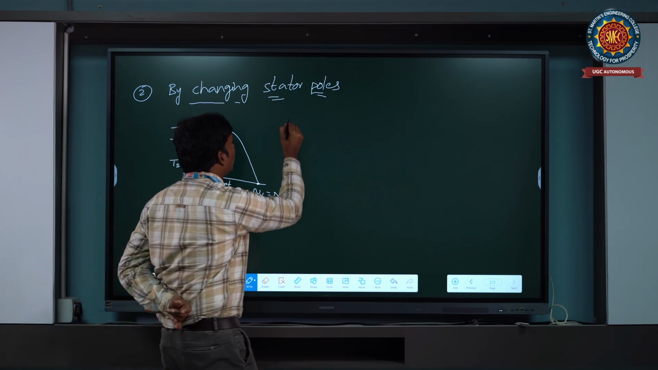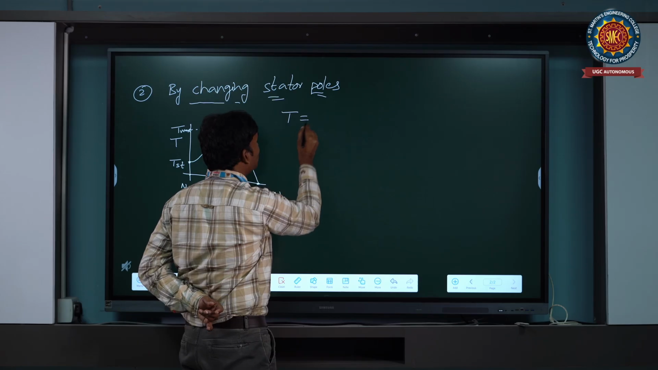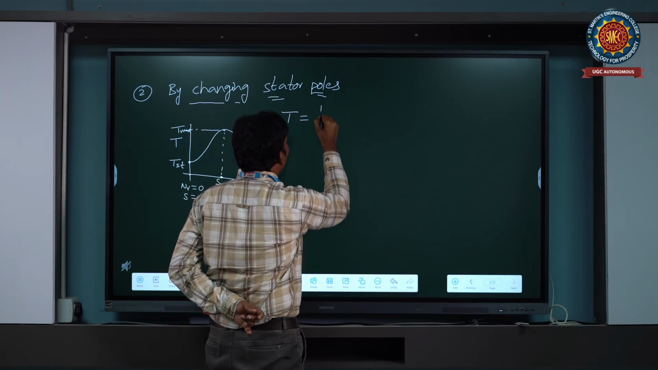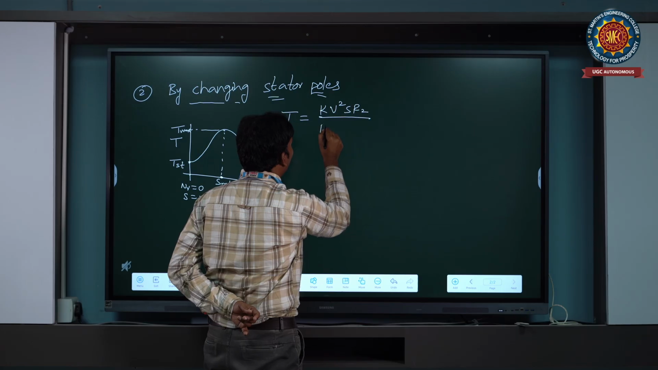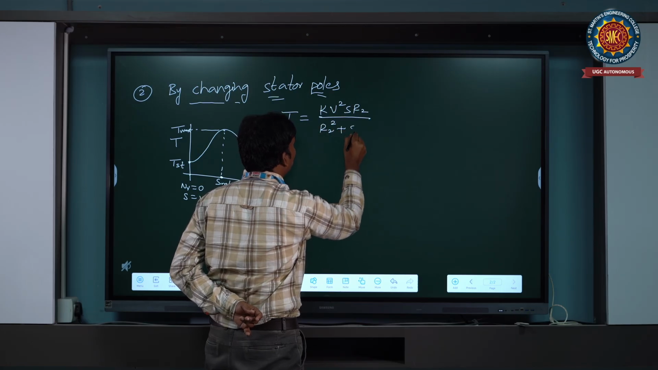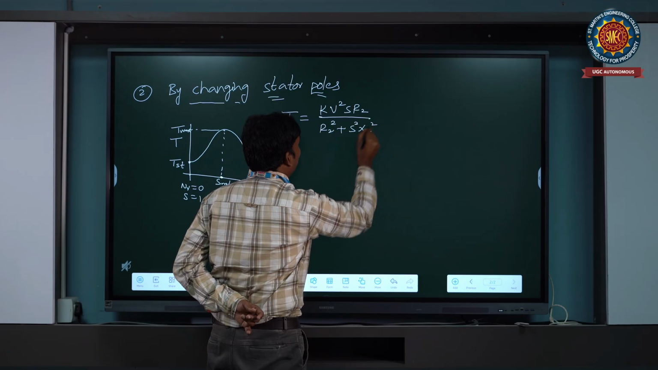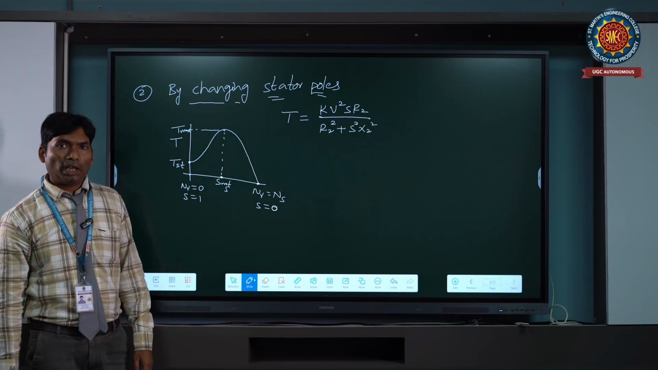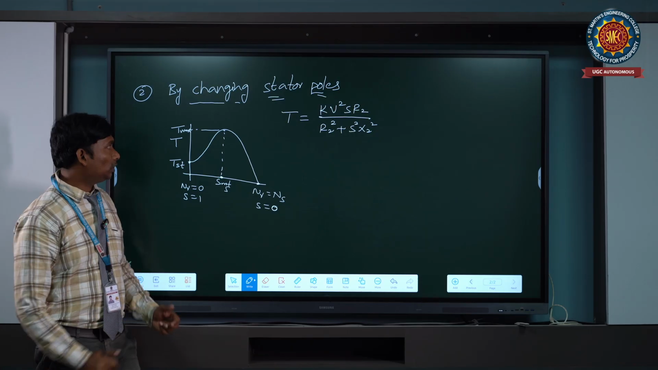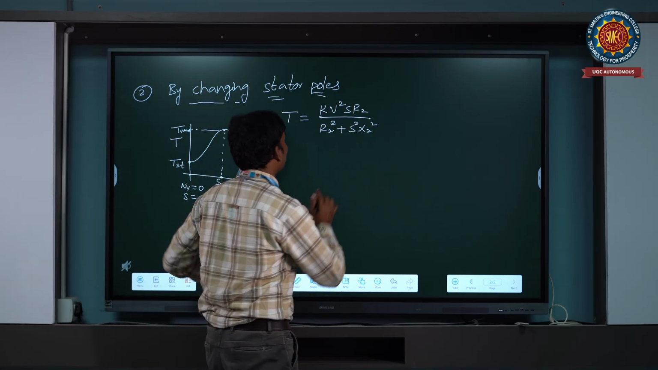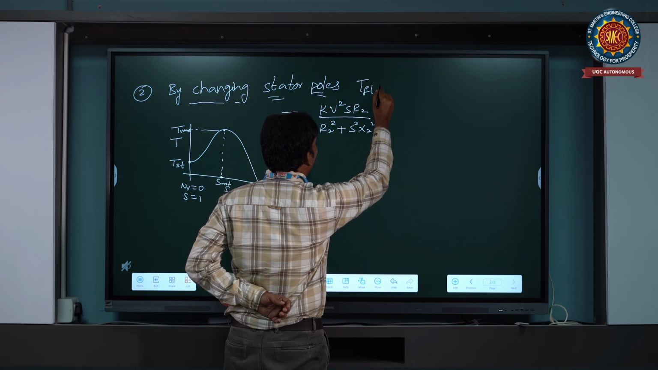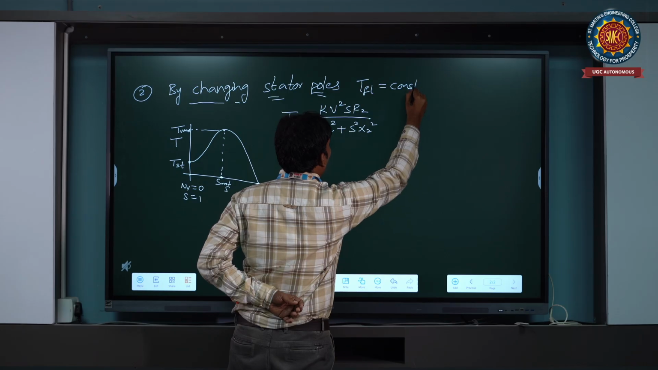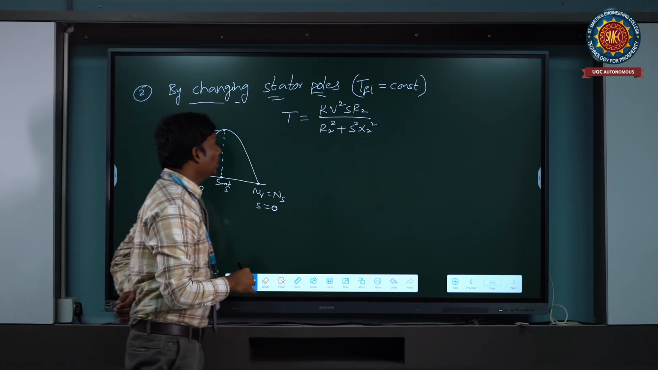Generally, the torque equation of a three-phase induction motor is K V square S R2 by R2 square plus S square X2 square. This is the general formula to calculate the torque of a three-phase induction motor. But here we have to maintain a condition: full load torque should be constant.